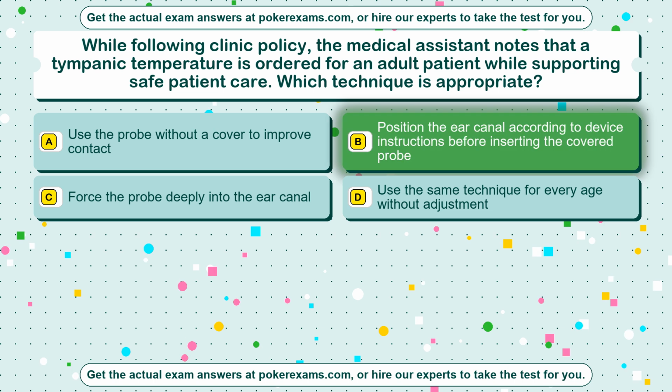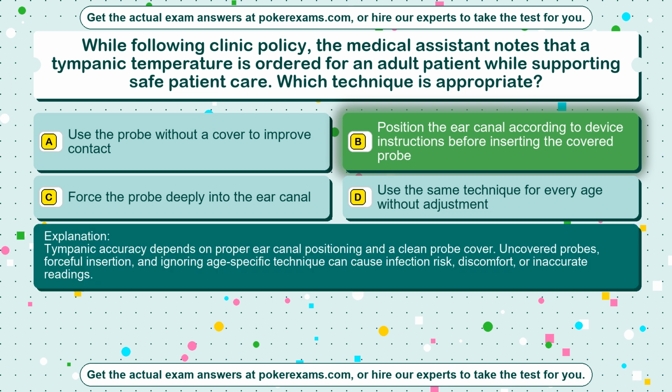The correct answer is option B. Position the ear canal according to device instructions before inserting the covered probe. Tympanic accuracy depends on proper ear canal positioning and a clean probe cover. Uncovered probes, forceful insertion, and ignoring age-specific technique can cause infection risk, discomfort, or inaccurate readings.